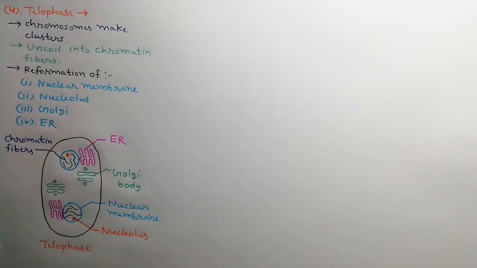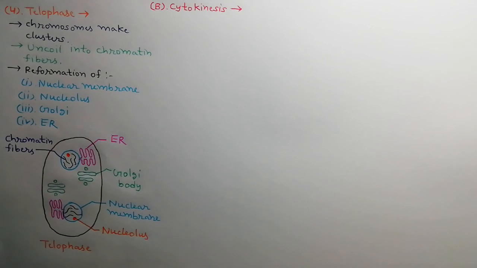Telophase is the last phase of karyokinesis. Chromosomes make clusters on opposite poles and uncoil into chromatin fibers. A nuclear membrane reforms around each cluster of chromatin fibers. As a result, two daughter nuclei are formed. Nucleolus, Golgi and ER reappear. Spindle fibers disappear as shown in the diagram.